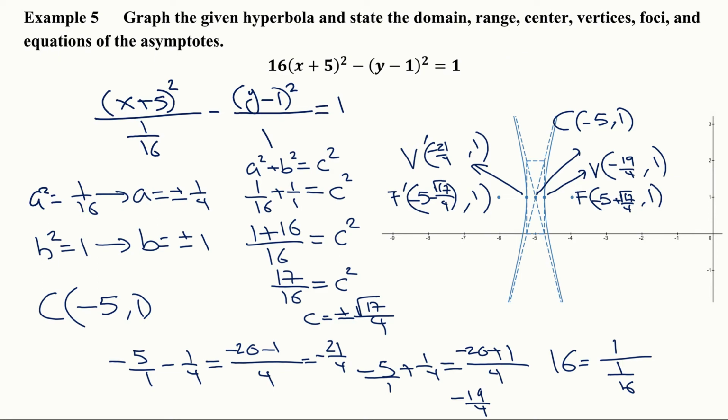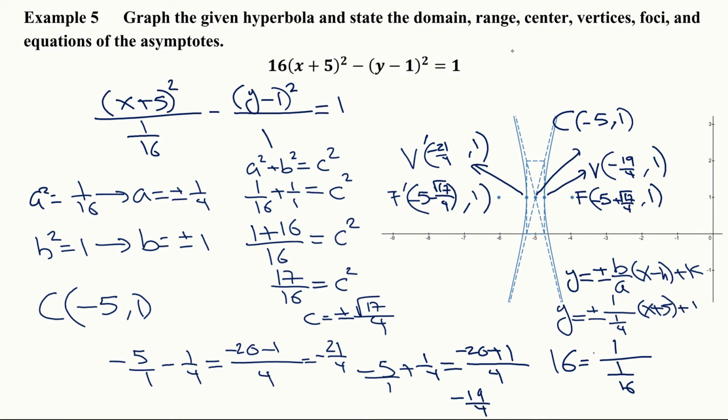So we know it's going to be of the form y equals plus or minus b over a, because it's a left-right one, times x minus h, plus k. So we're going to have y equals plus or minus b, which is 1, over a, which is 1/4, times x minus h. H is negative 5, so x minus negative 5 becomes x plus 5, and then plus k, which is 1.